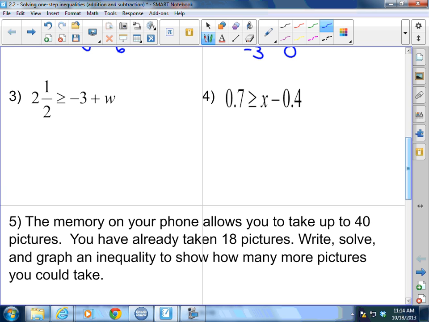Okay, here I have 2.5 is greater than or equal to negative 3 plus w. How do I get w alone here? Yes, sir. You have to undo the negative 3 with addition. That's exactly correct. So I'm going to add 3 to both sides. So now what's 2.5 plus 3? Yeah, because you just add the whole numbers. That would be 5 and 1/2. Do I flip that? No, I didn't multiply or divide by a negative.